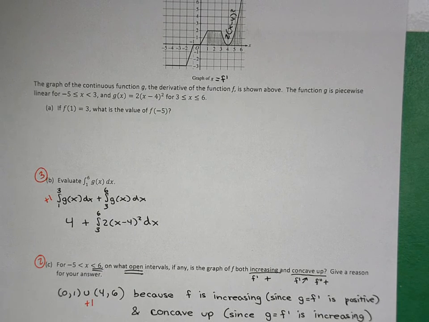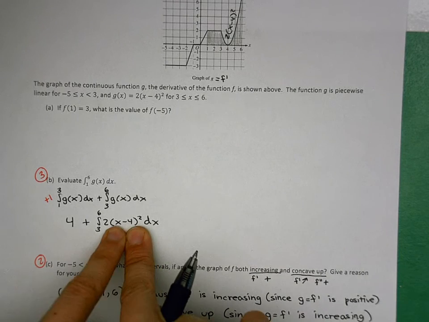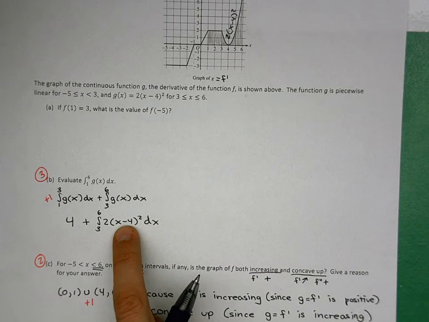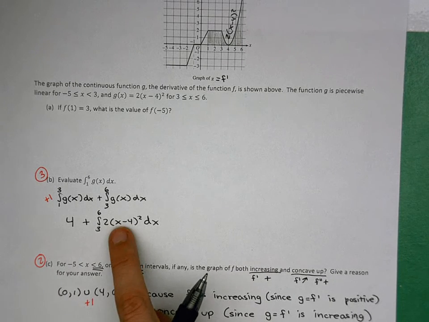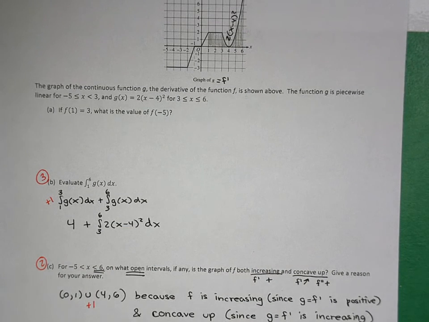Others I've looked at have FOILed this out and distributed the 2 in. So they got x squared minus 8x plus 16 from FOILing, and then multiplied the 2 in, got 2x squared minus 16x plus 32. And then they integrated that with power rule. Both work, but both obviously have a very fundamentally different looking antiderivative. I'm going to do it here on the video with the FOILing idea only because the other is already written out on the rubric without FOILing, and that way you can see it both ways, and then choose whichever one you like better.